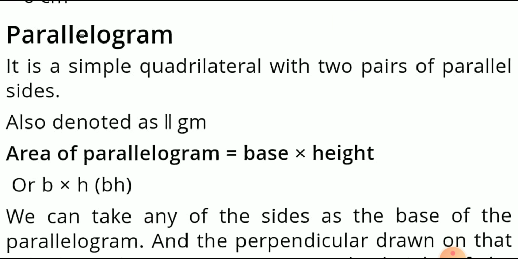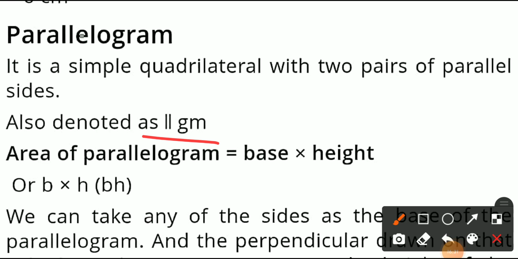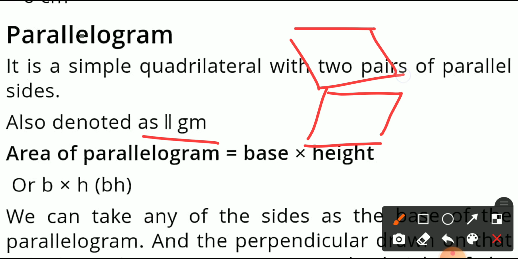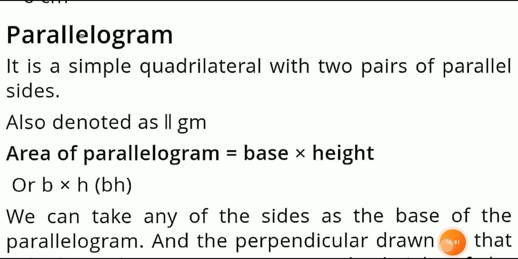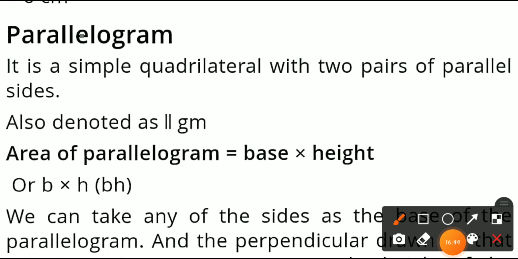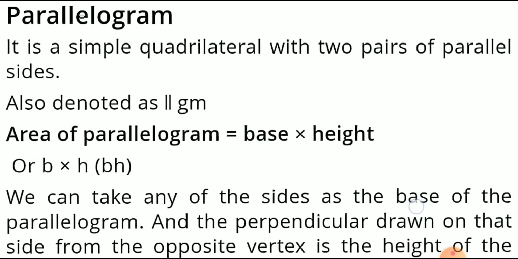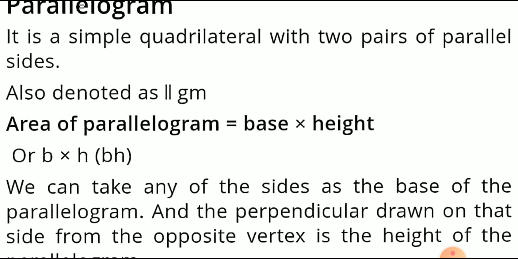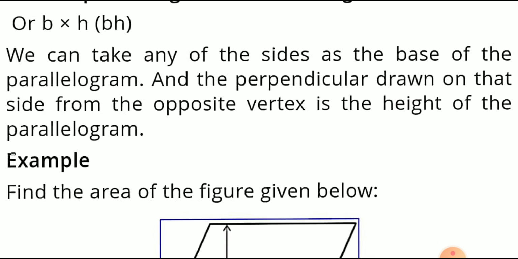Parallelogram. It is a simple quadrilateral with two pairs of parallel sides, and it is also denoted by this sign. Generally we draw a parallelogram like this or like this. So basically a parallelogram contains two pairs of parallel sides. So what is the area of a parallelogram? Area of parallelogram is equal to base multiplied by height.